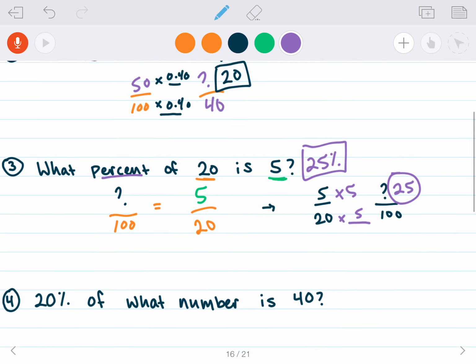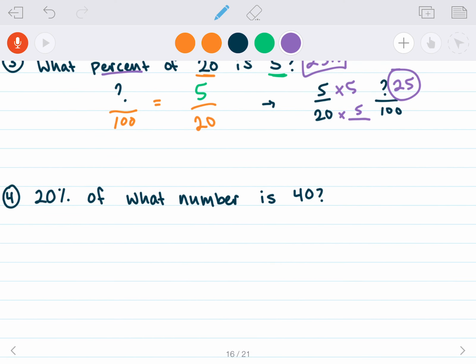Let's try another one. 20% of what number is 40? Okay, so we have our usual setup, percent over 100 equals part over whole. And I'm given 20%, so 20 is going to go in place of my percent sign there. And what's my part and my whole? Well, what comes after of is what number? So that's going to be my question mark. Right? After of comes the whole. So the question mark is going where my whole should be, right here. And then my part is going to be the number that comes after is, which is 40.